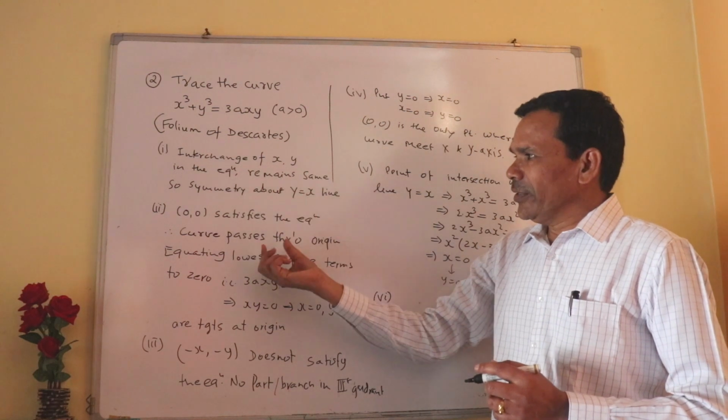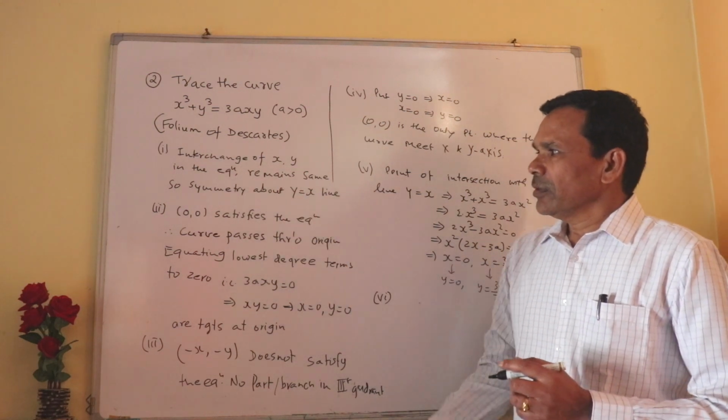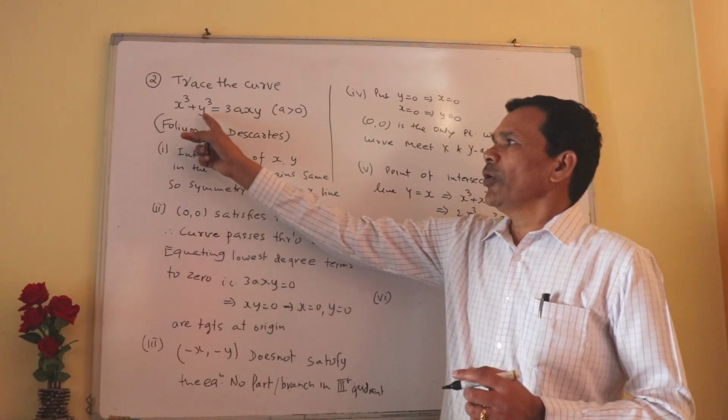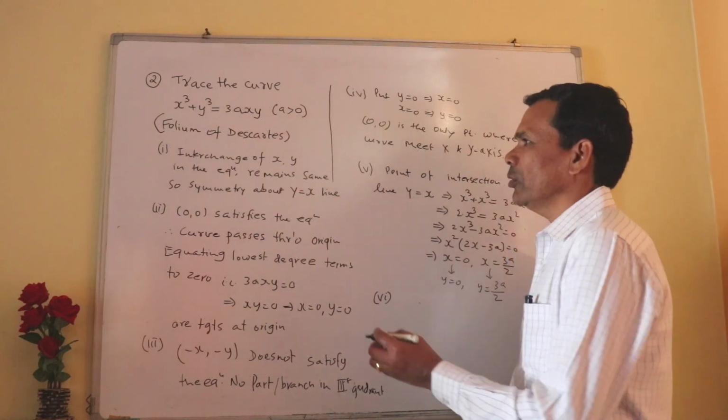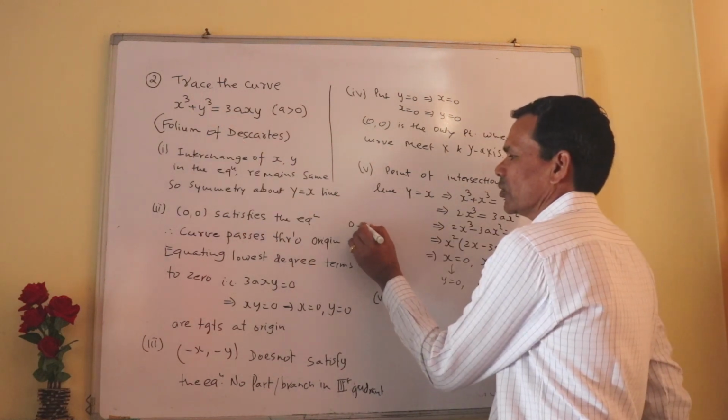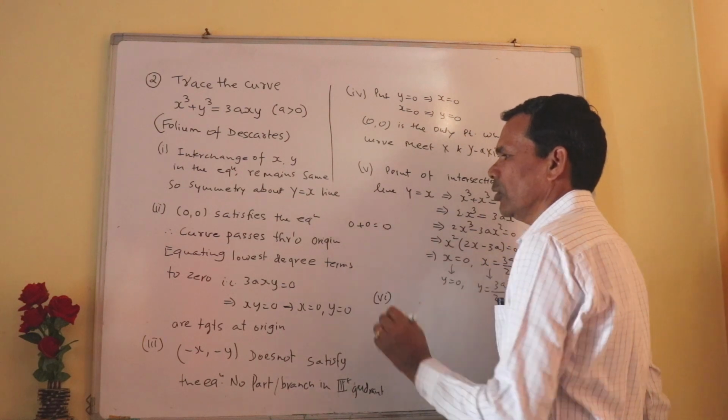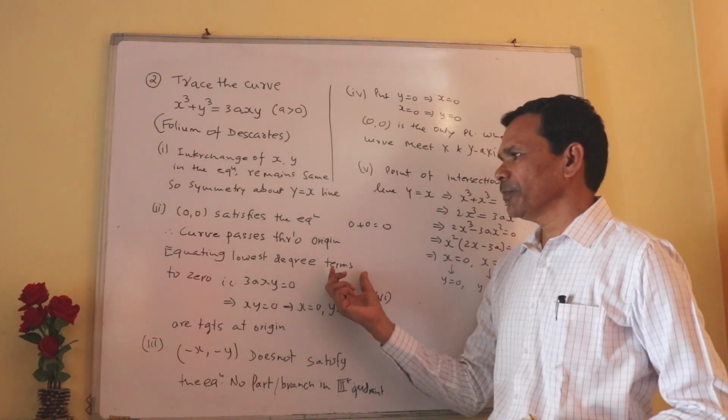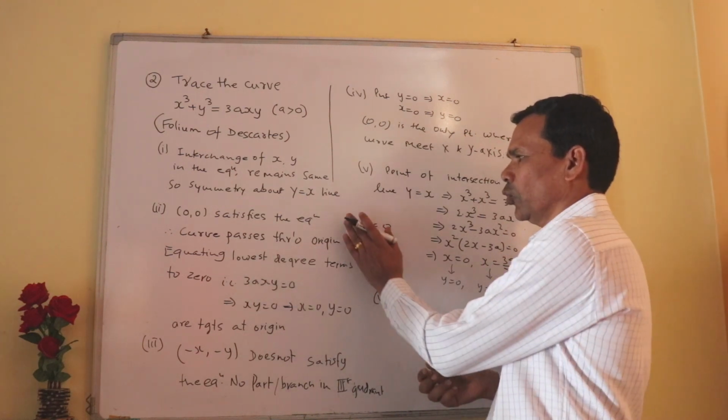This is the first point, (0, 0). If you put x equal to 0 and y equal to 0, then 0 plus 0 is equal to 0. It satisfies the equation of the curve. So the curve passes through the origin.